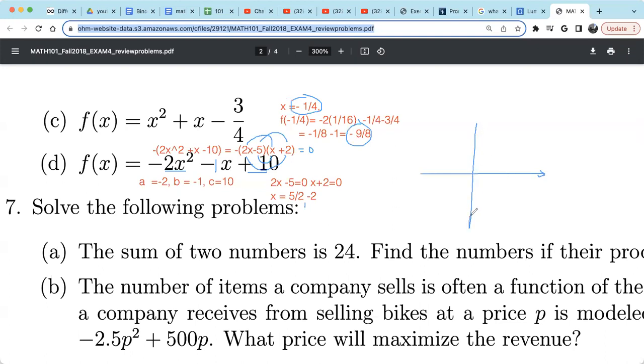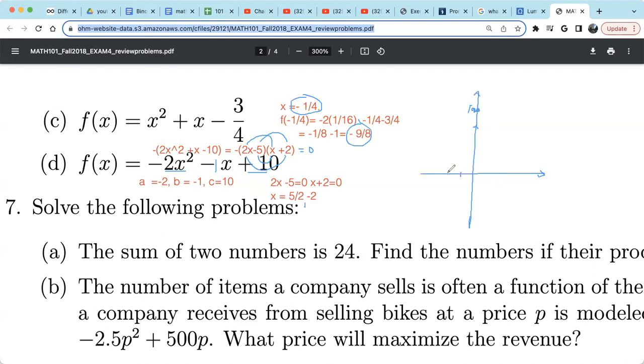The x-axis, the y-axis. Now, let's mark our y-intercept. The y-intercept is obvious. It's just 0, 10. Let's see, 10 is somewhere here. So our graph will go through this point. And then we have two x-intercepts, 5 over 2 and negative 2.